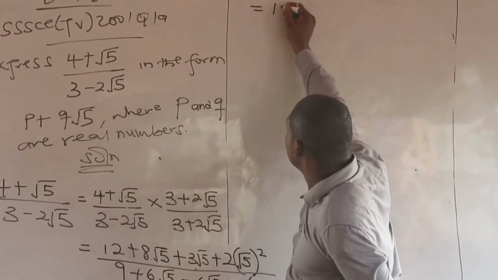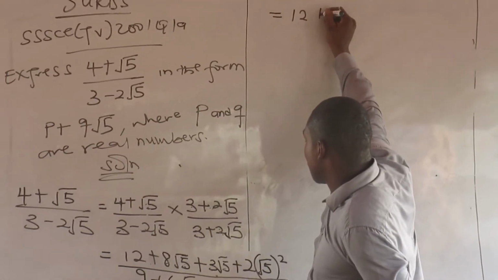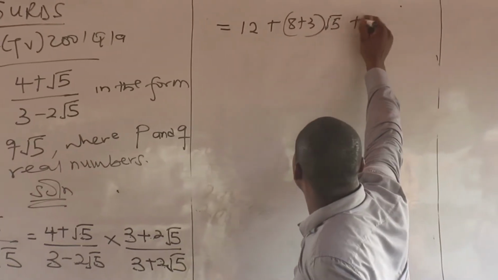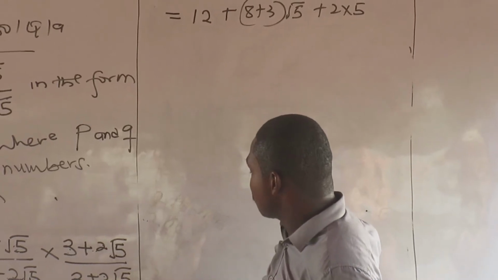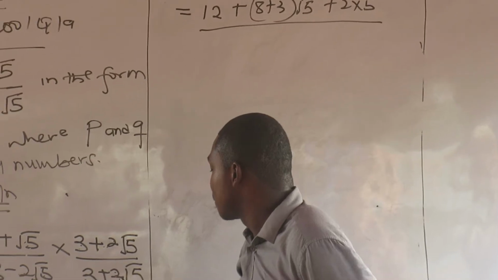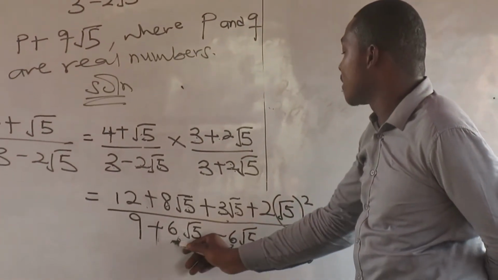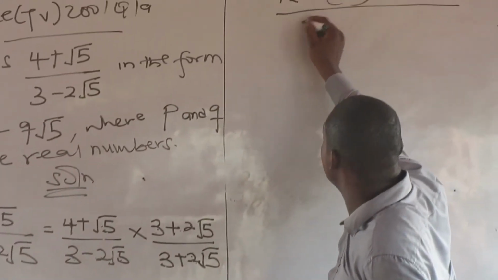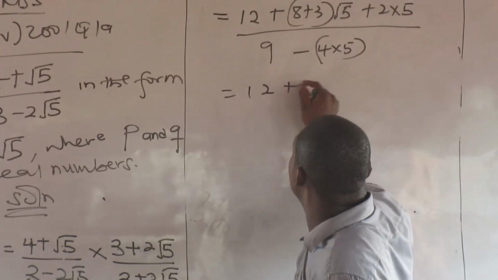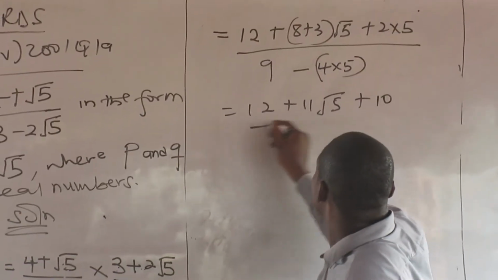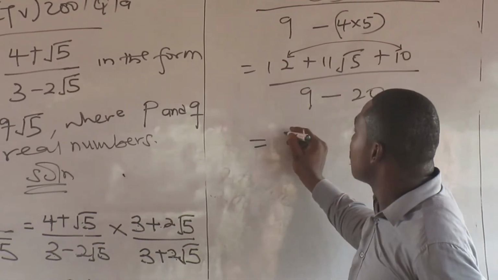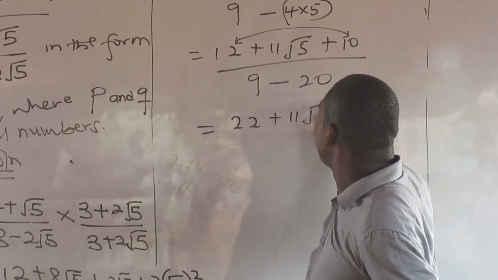Okay, so there is 12 plus 8 plus 3 all root 5, plus 2 times 5. Why 2 times 5? If you square a square root, the square root disappears, all over. Now, this and that will give me 0, right? We are off. So we have 9 minus 4 by 5. So there is 12 plus 11 root 5 plus 10, all over 9 minus 20. Good. This and this combined together, that's 22 plus 11 root 5.